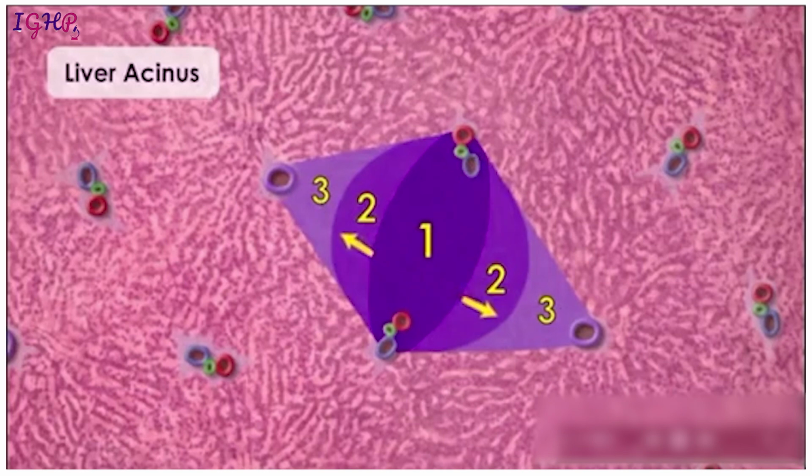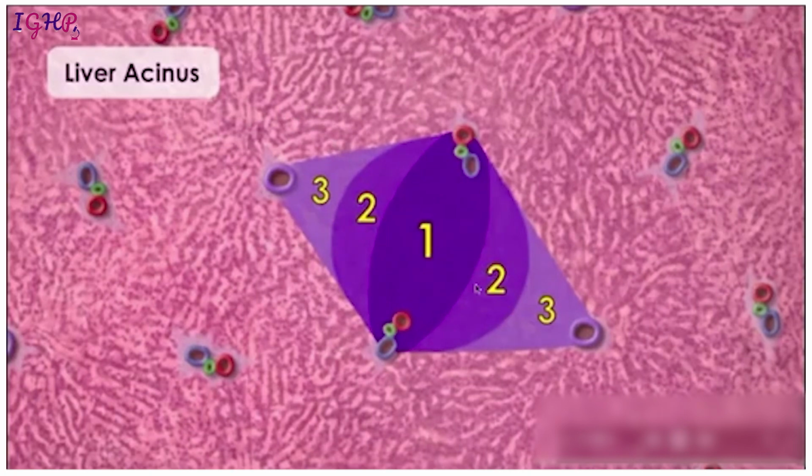So zone 1 is the zone which is nearest to the portal tract, so it is receiving the maximum amount of oxygenated blood. Zone 2 is the mid-zonal region which receives relatively less amount of oxygen, and zone 3 is least oxygenated and it is seen near to the central vein, that is the perivenular zone.